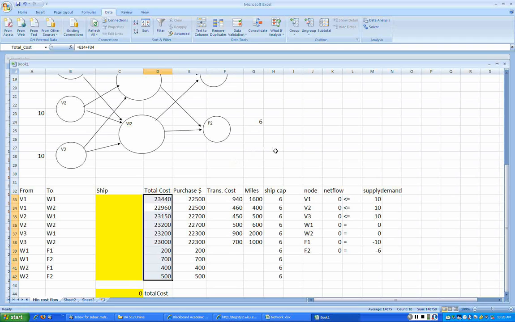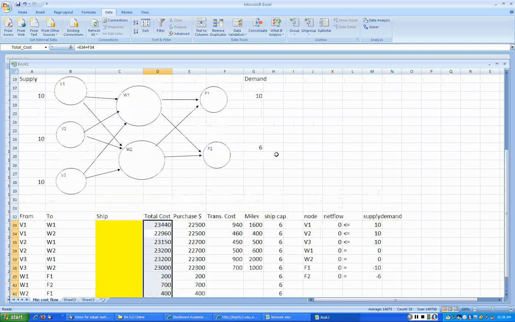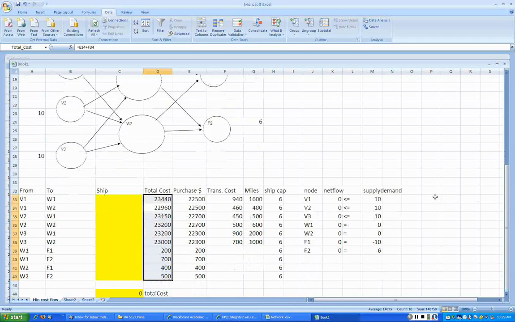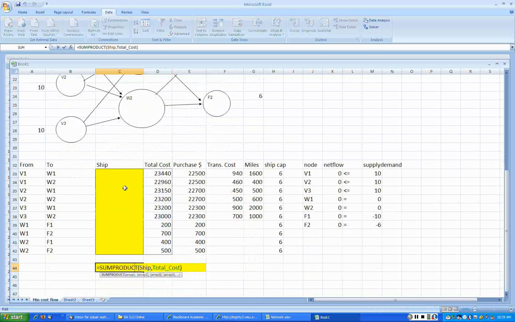Now once we have that, we want to get the relationships. The relationship is that the amount of material sent out of vendors should be less than or equal to supply, and the amount that comes into W1 and W2 should also go out. So that's the W1, W2 net flow, and whatever comes into F1 and F2 should be equal to its demand. So this is how we capture the model relationships. And of course the total cost over here is a sumproduct of how many units you ship from V1 to W1 times the total cost on that particular route. So that is the total cost of shipping.